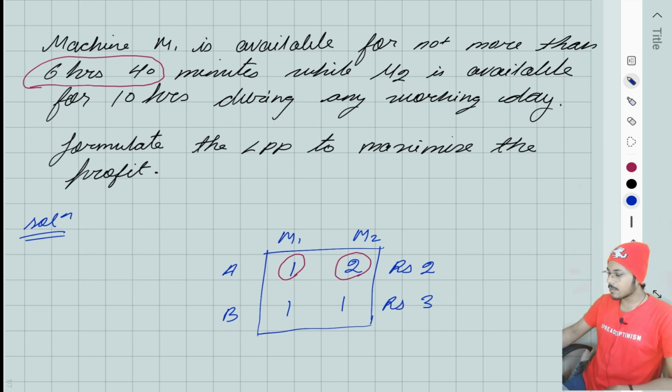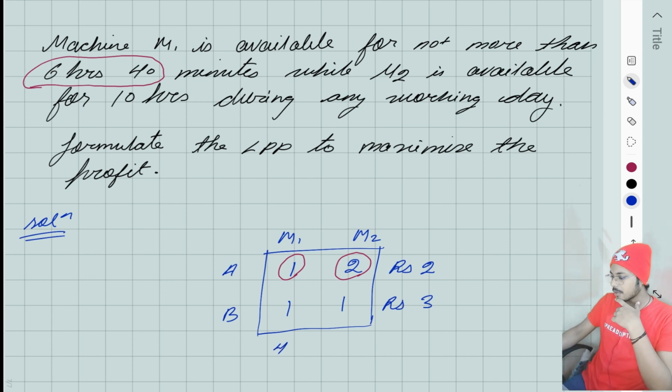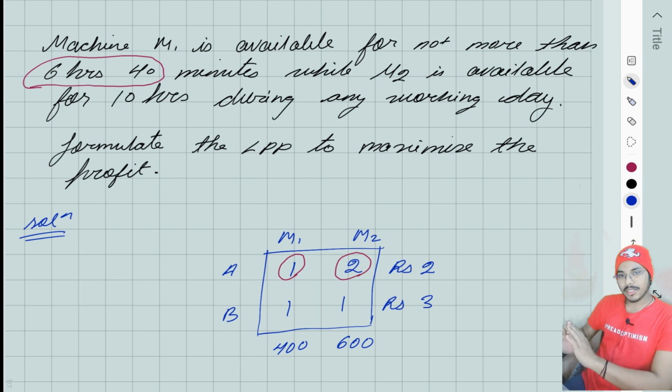So we have to convert this 6 hours 40 minutes into minutes. So what is 6 hours? 6 hours into how much? You will multiply so that you will get minutes. 1 hour is 60 minutes. So 6 hours is 360 minutes. Then furthermore 40 minutes. 360 minutes plus 40 minutes is 400 minutes. Okay, so you write here 400. And 10 hours, 10 into 60, 600 minutes. Now the case is over.